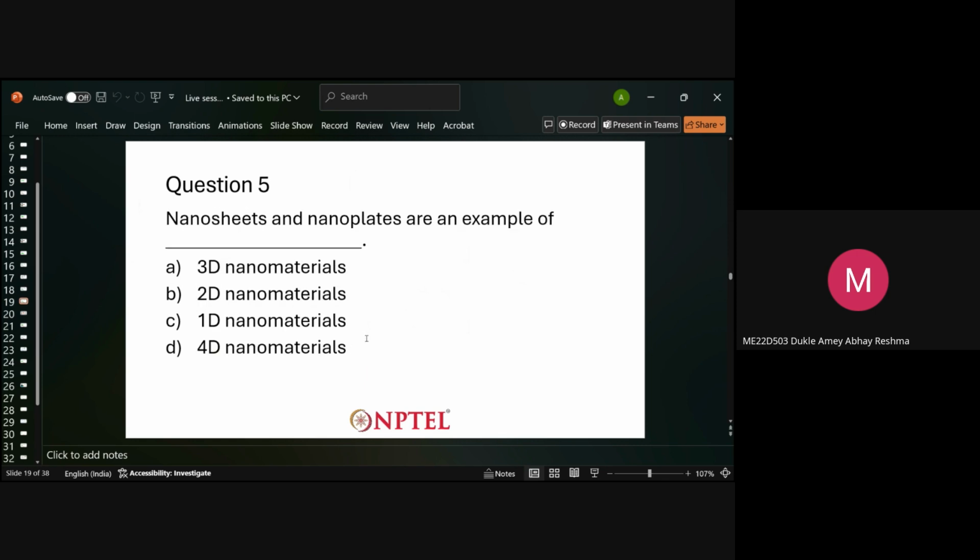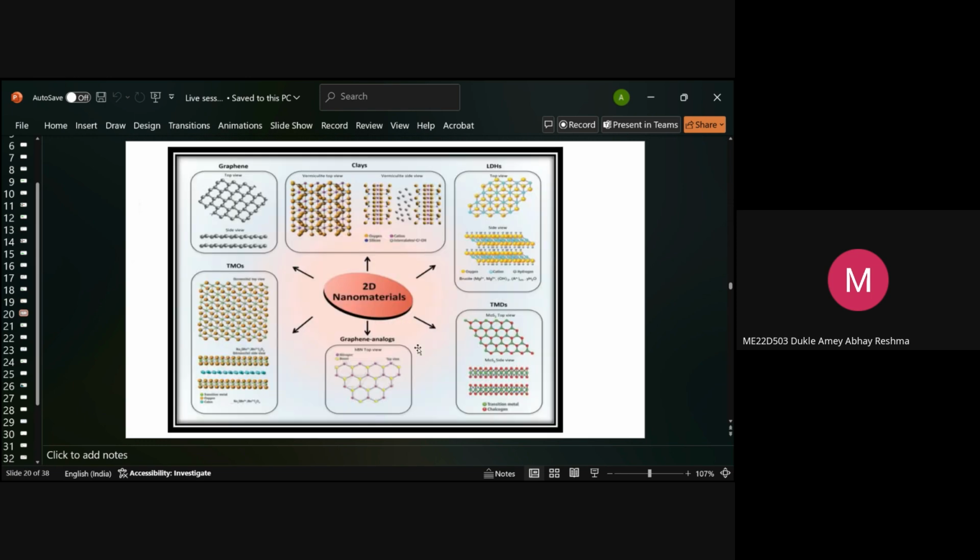Again, the fifth question, we have done this multiple times. Nanosheets and nanoplates are examples of dash. 2D 3D nanomaterial, 2D nanomaterial, 1D nanomaterial, and 4D nanomaterial. So basically, there are four types of nanomaterial: 0D, 1D, 2D, and 3D. In 0D nanomaterials, all the dimensions are in the nanoscale. In 1D nanomaterial, one dimension is more than the nanoscale. In 2D nanomaterials, two dimensions are more than the nanoscale, and in the 3D nanomaterials, three dimensions are more than the nanoscale.